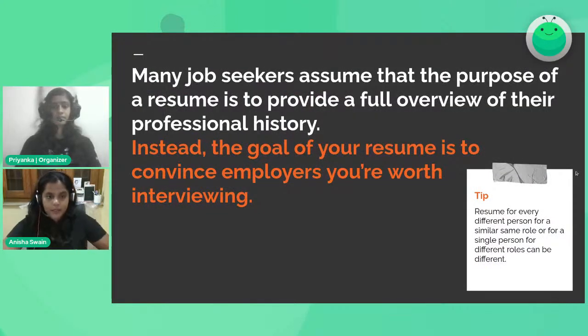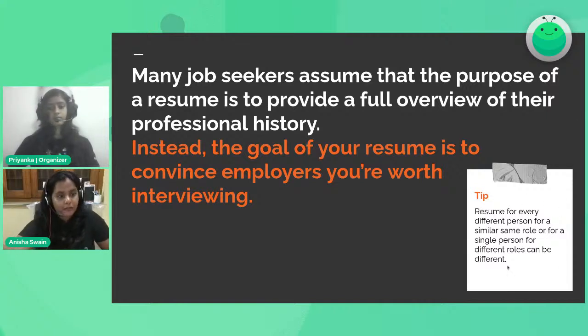So as I was saying, the goal of the whole resume making process is to convince the person who is recruiting you that the information we have mentioned in our resume is relevant for that position, and that we are worth that particular position. So what I mean to say is every resume is different for different persons, even if they are applying for similar roles.